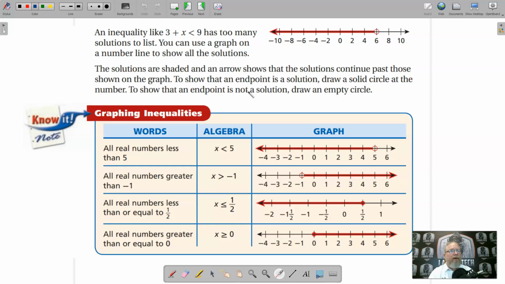To show that the endpoint is not a solution, you will draw an empty circle. So remember, 6 was not a solution, so it's an empty circle. However, if 6 were a solution, then it would be a solid circle.